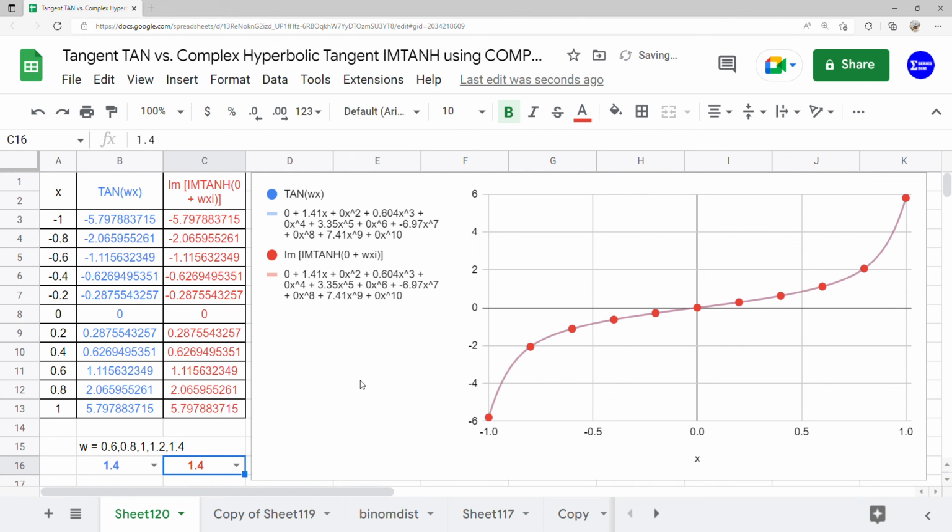They're the same. So this completes the use of the functions tangent, tan, IMTANH or complex hyperbolic tangent, of the complex plane, or using also the functions of array formula and the imaginary function.